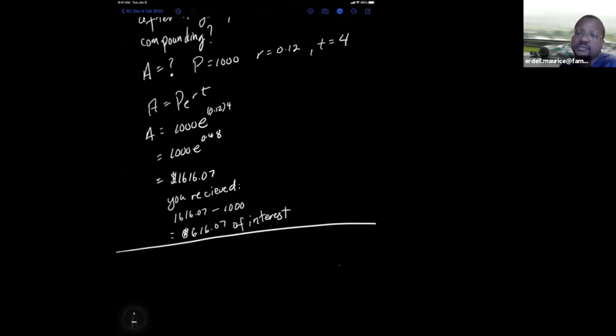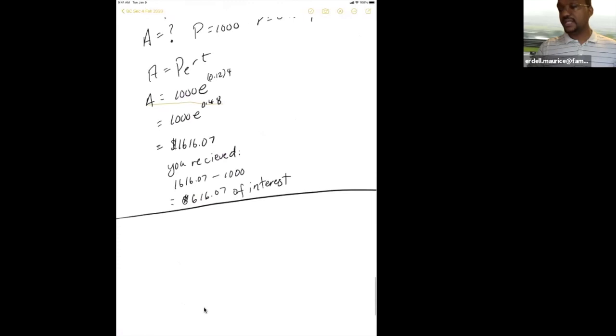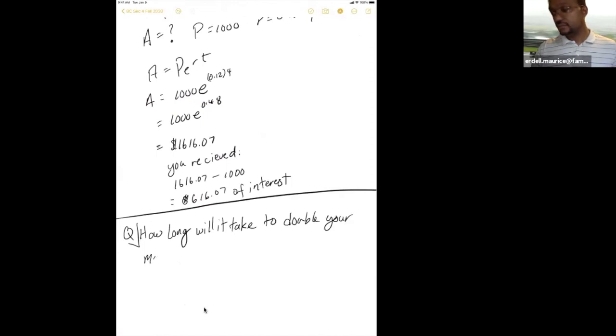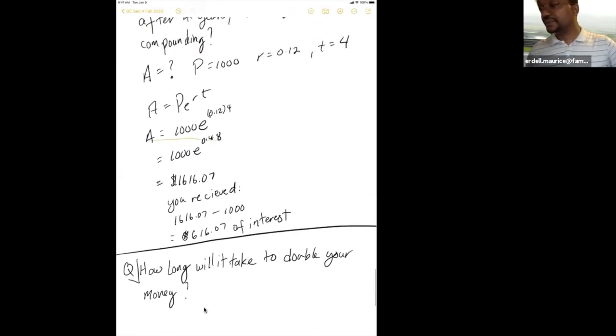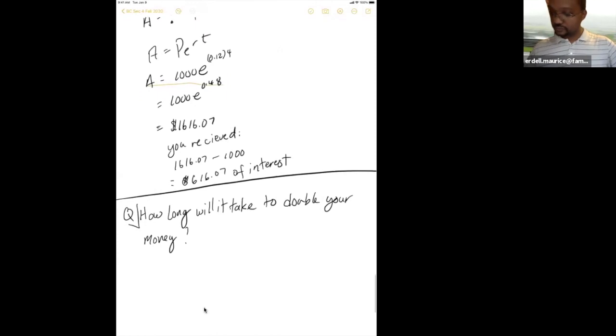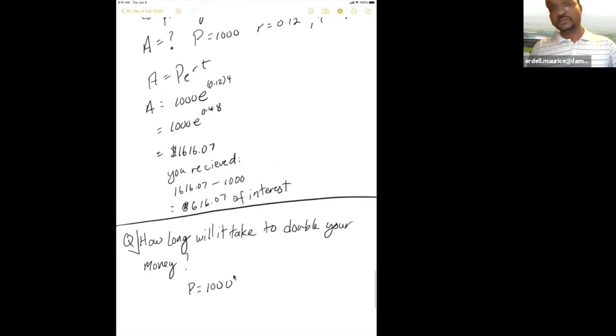But the other question I was going to ask was, under the same scenario right here, how long will it take to double your money? That's the other question I want to get to. So I know my investment is still $1,000 because that's what we have right here.